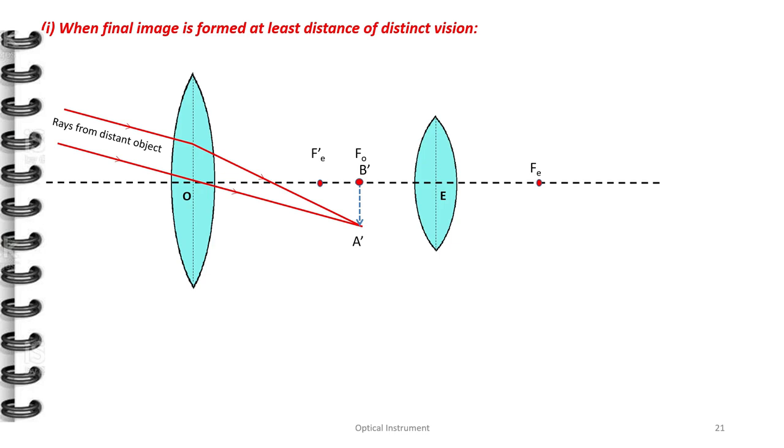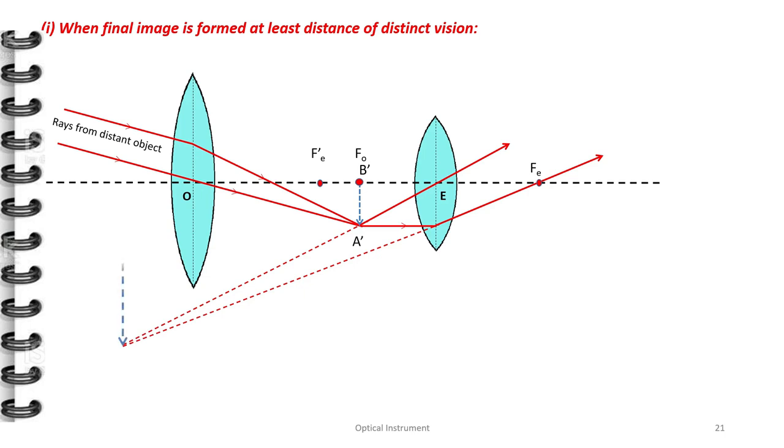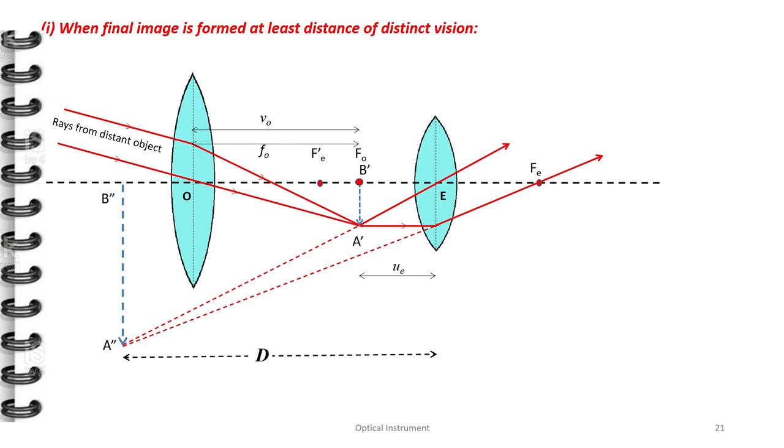So, in order to obtain the image formed by an eyepiece, we take one ray which is passing through the optical center, goes straight without any deviation. Another ray, parallel to the principal axis, passes through the focus. When both these refracted rays are extended back, we obtain the image A double dash B double dash, which is the final image, and it is obtained at a distance D from the eyepiece. Distance of A dash B dash from eyepiece is UE. Distance of A dash B dash from objective is V naught and also F naught, since V naught and F naught are same over here.